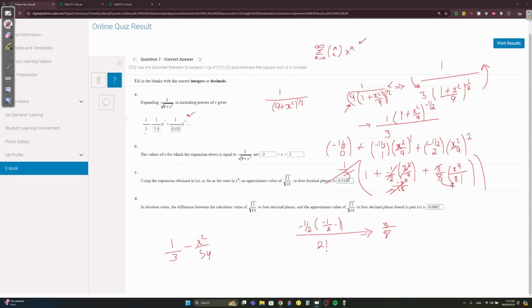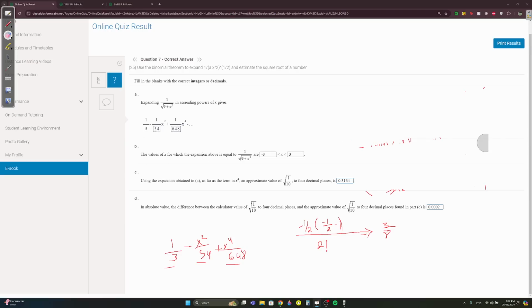With this 8 times this 81 gets me 648. So plus x to the power 4 over 648. Did we get the same answers? Yes, we did. So 354, 648. So I'm going to erase all of this and keep this last part.